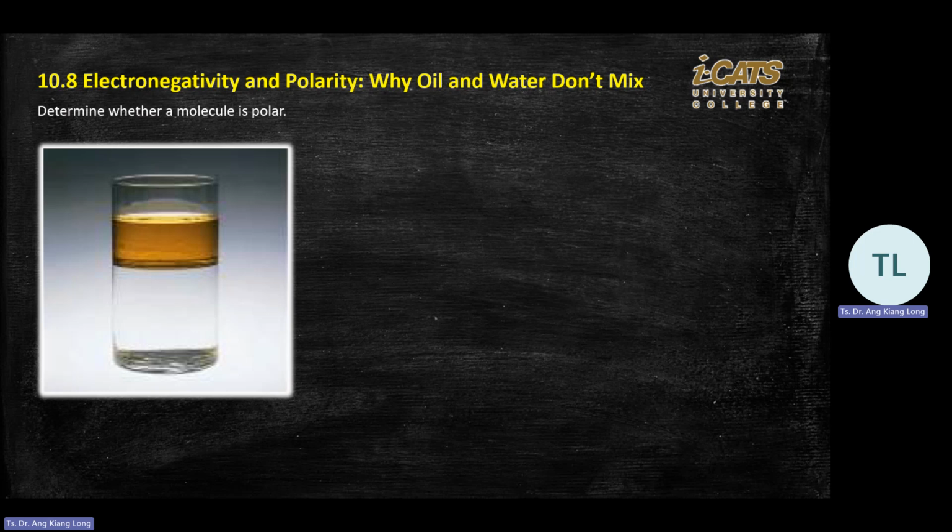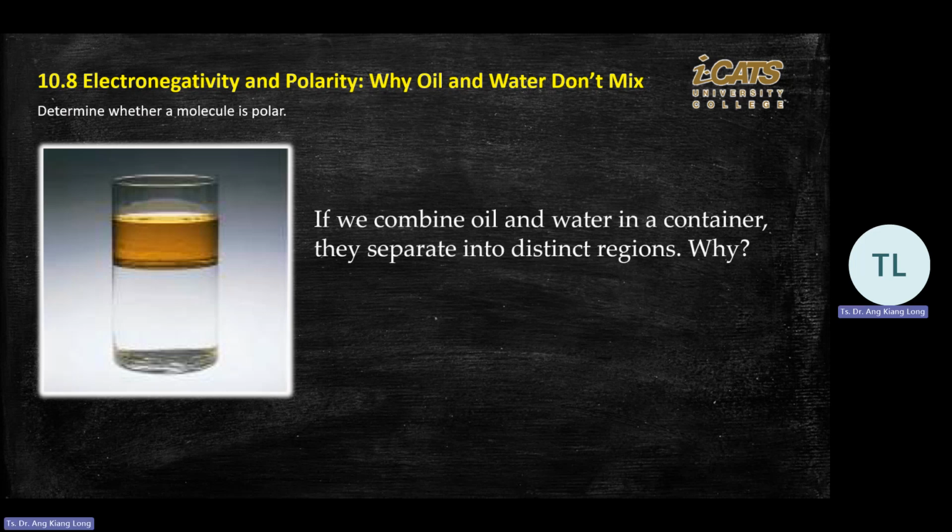So you will see this kind of illustration. Oil will float on top of water. Even if you stir it, it still cannot mix. So we need to answer why. Why do water and oil not mix?